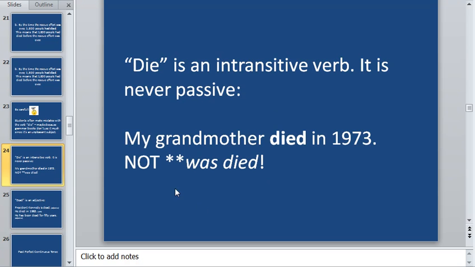And lots of times students want to say was died. And when I put 2 stars next to something like that, it means it's wrong. It's not what we say. So that's 2 stars next to it to show you that my grandmother was died is wrong. We never say that.